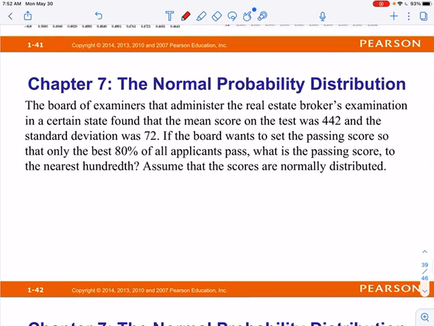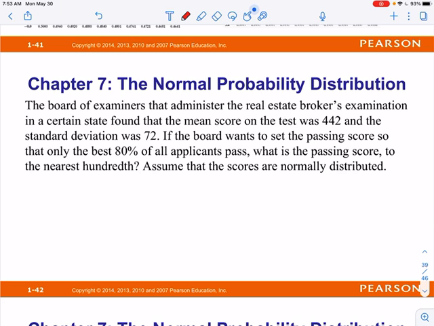Okay, next one. The Board of Examiners that administered the real estate broker's examination in a certain state found that the mean score on the test was 442 and a standard deviation of 72. If the board wants to set the passing score so that only the best 80% of all applicants pass, what is the passing score to the nearest hundredth? Assume that the scores are normally distributed. Okay, so normally we find the z-score first and then look that up, but this time we're going backwards. So we're looking for that score that we need.